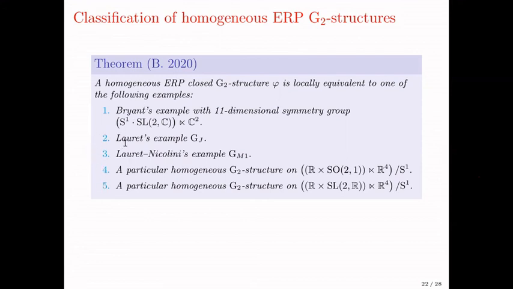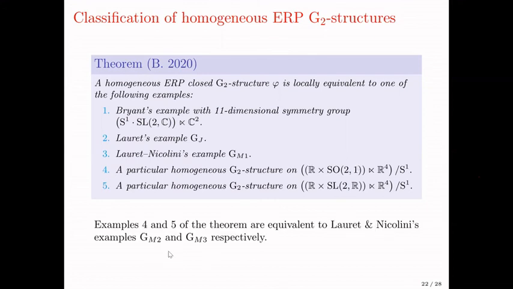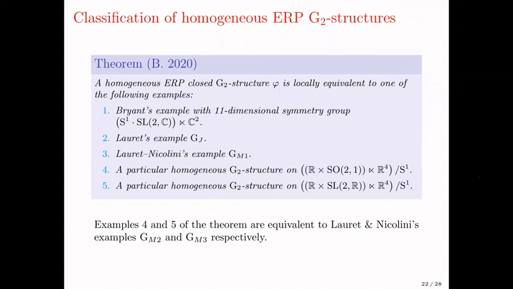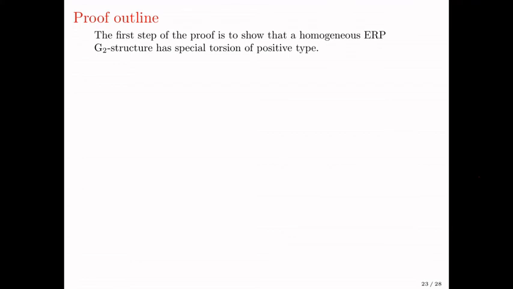So you have Bryant's example, Lauret's example, and then Lauret and Nicolini's examples. You get these examples 4 and 5, with 8-dimensional symmetry group, but it turns out that they're equivalent to Lauret and Nicolini's examples already. So you don't really get anything new, but you do get, interestingly, that these things have an extra dimension's worth of symmetry. The proof is not too hard once you have all the torsion and everything. The first step is to show that a homogeneous ERP G2 structure has special torsion of positive type. And this just follows from this identity, because if it's homogeneous, then the norm of tau squared had better be constant.